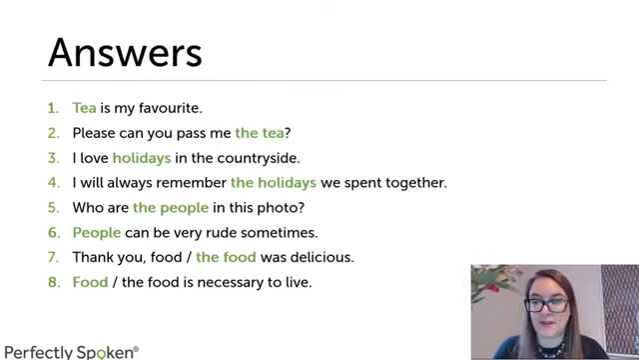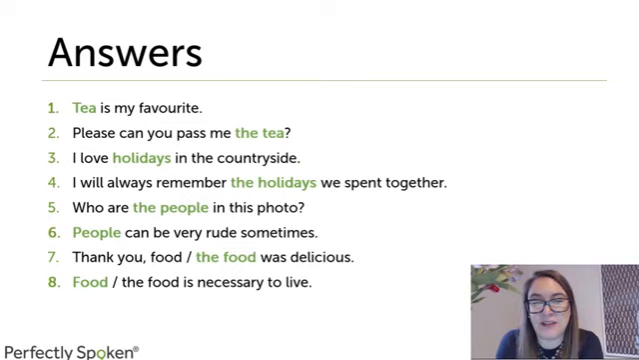Number 1, general statement, tea is my favourite. Number 2, please can you pass me the tea? I'm referring to something specific. Number 3, general statement, I love holidays in the countryside. But number 4, I will always remember the holidays we spent together. I'm talking about particular examples. Number 5, who are the people in this photo? We're looking at a photo together. I'm talking about specific people.